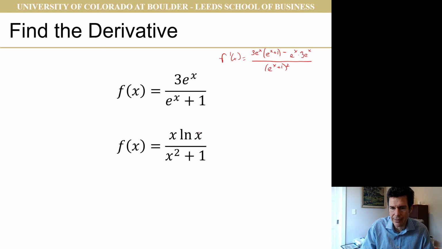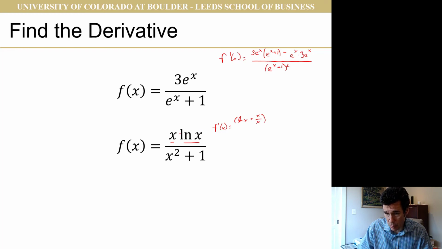Next one, x ln x divided by x squared plus 1. Okay, it's a little painful, but f prime of x is the derivative of the numerator. Well, the numerator is a product rule. So we can use product rules and quotient rules and all sorts of things together here. So the derivative of the numerator is the derivative of the first function, which is just 1, times the second, ln x, plus the first function, x, times 1 over x, because the derivative of the second function is 1 over x.